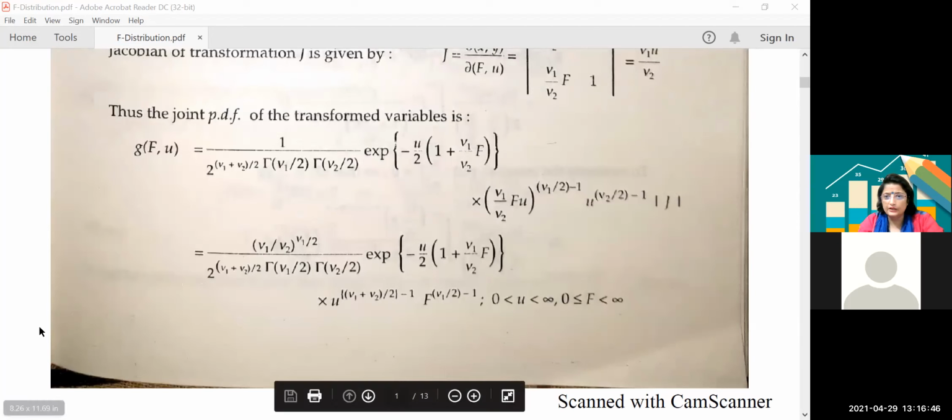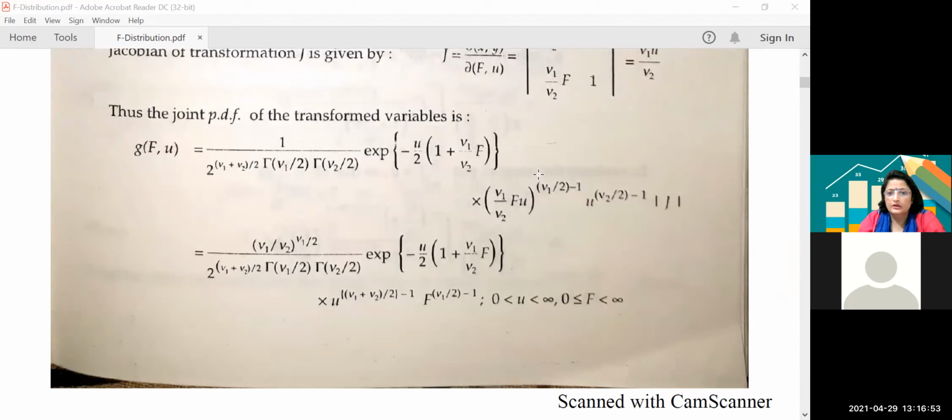Now after putting all the values, so what you will get, अब देखो v1 by v2, आपके पास v1 by v2 raised to power v1 by 2, ठीक है। ये देखो यहाँ से, ये जो फर्स्ट स्टेप आपने लिखा है, मेरा कर्सर जो है आपके सामने है, दिस इज v1 by v2 raised to power v1 by 2, ये हमने यहाँ पे लिख दिया। ये 2 raised to power, ये सारा कांस्टेंट है, टा 1 by 2 टा v1 by 2 टा v2 by 2, ये हो गया। e के अंदर है माइनस u by 2 into 1 प्लस v1 by v2 into f.